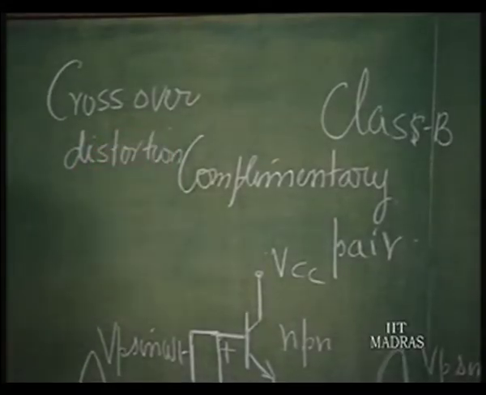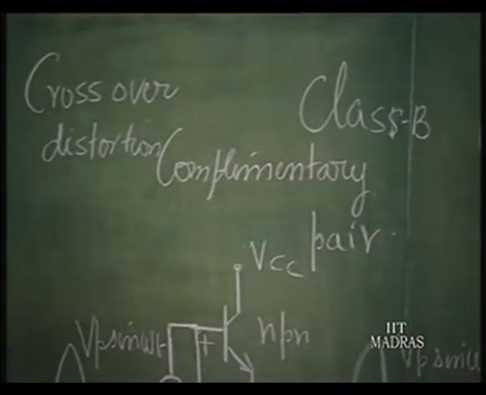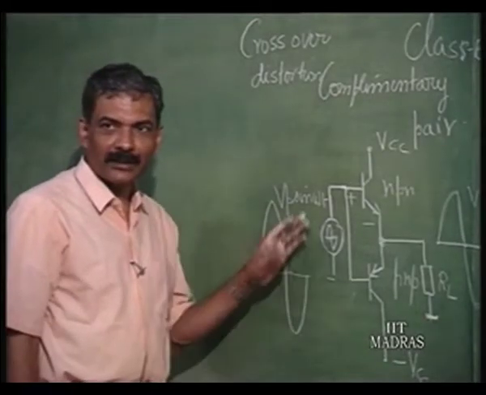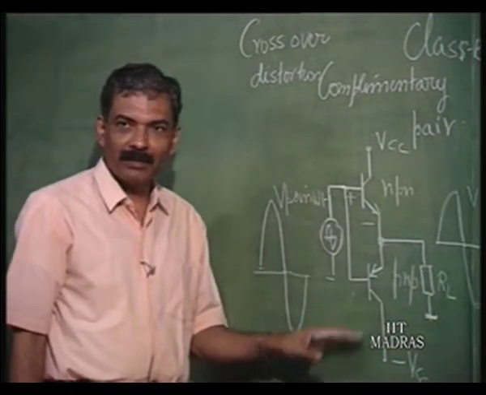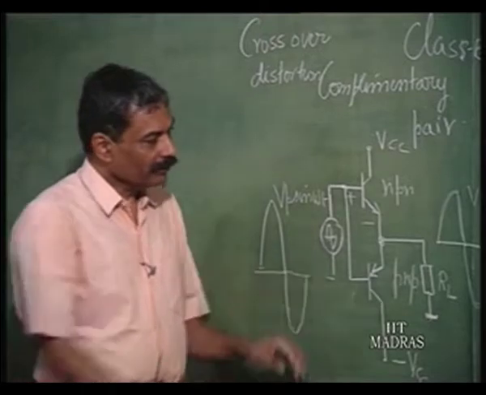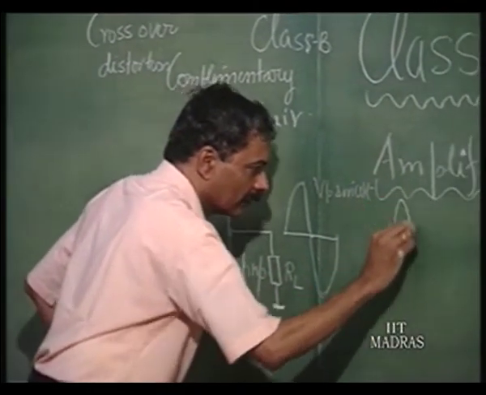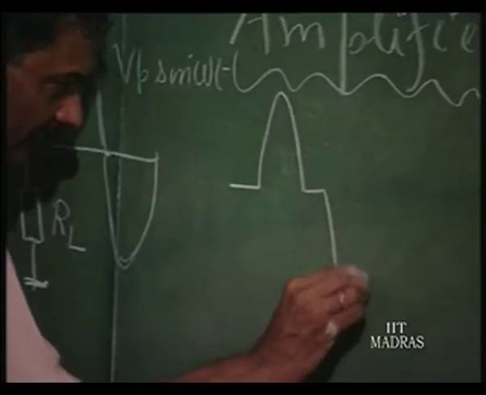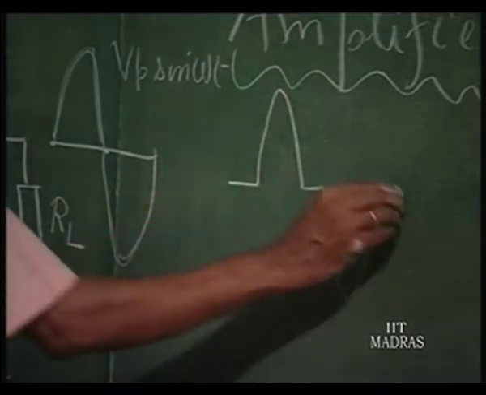At the point of crossover, there will be a small gap, because until the voltage reaches V gamma, none of the two transistors conduct. When it goes to V gamma, this will conduct. When it goes to minus V gamma or lower, this will conduct. So, in between, there is going to be some gap like this. If I exaggerate it, or if the peak voltage is low, you can see this.